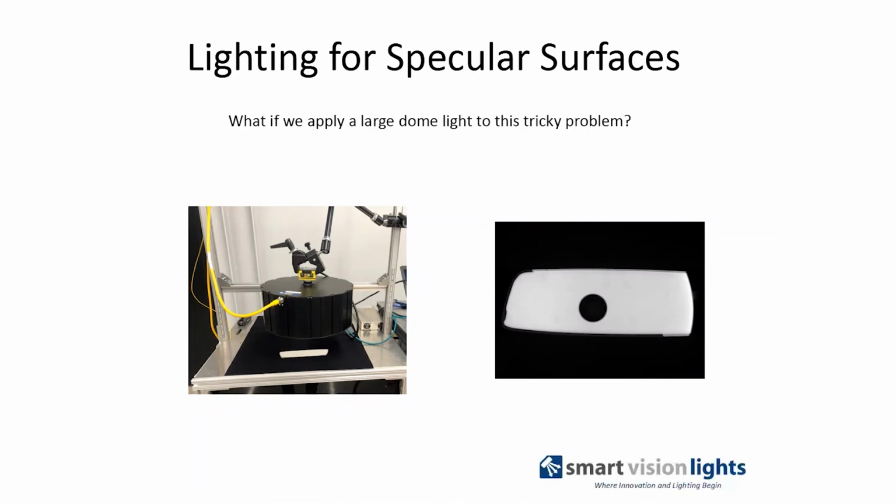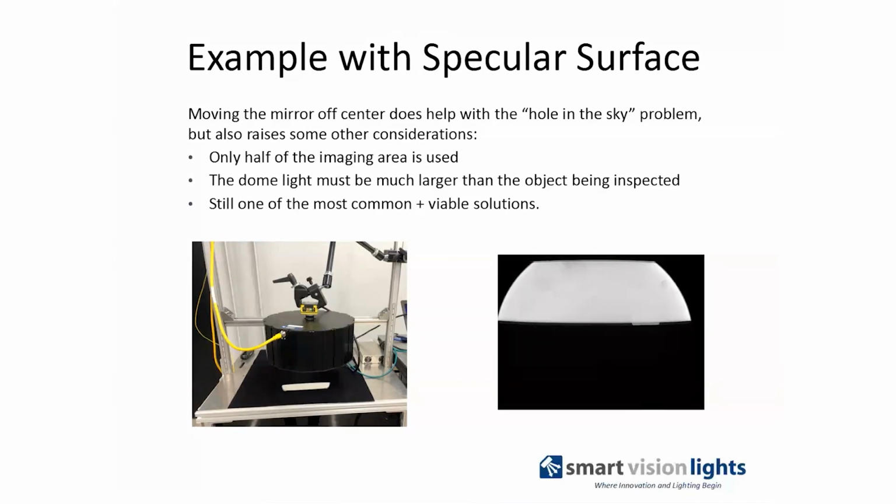But you also see, we mentioned in the previous module that dome lights work good at this, but you have this problem where you see the hole where the lens is looking through and doing the imaging, often called the hole in the sky problem. One solution to this can be moving the mirror off center, and it does help with the hole in the sky problem, but it also raises some other considerations.